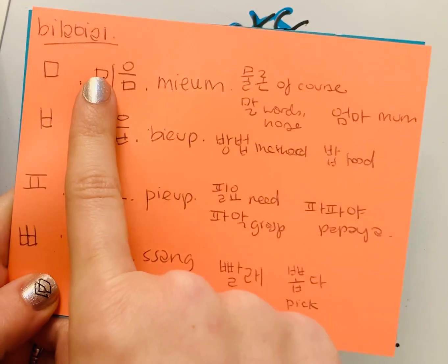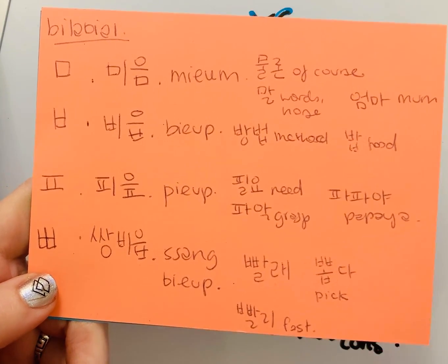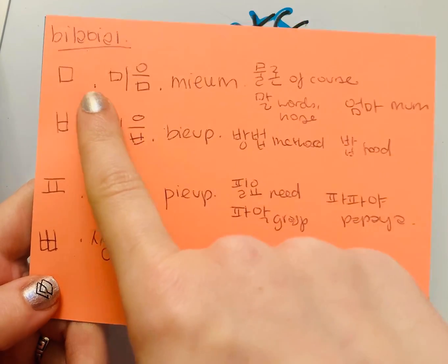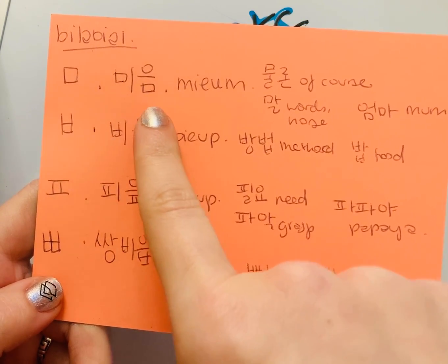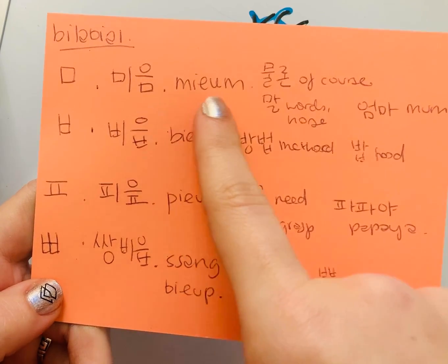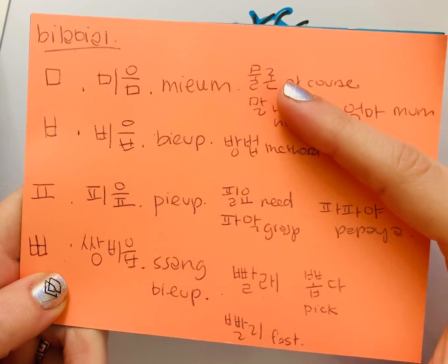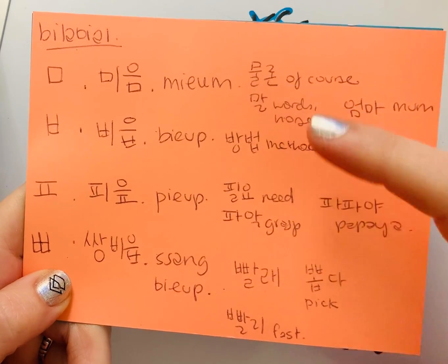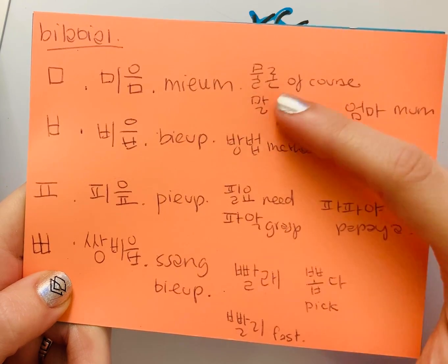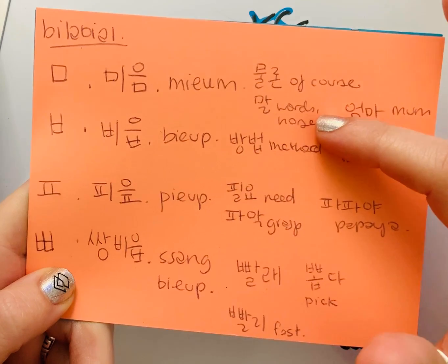Then we have the bilabial sounds. So these are when you nearly close your lips to make a very soft consonant, like M, B, P, for instance. The first one I have here is called 미음. It's just like an M. And we see it in words like the one for, of course, 물론, or 말, meaning words or horse. And I know that sounds a bit funny that it can mean the same thing, but they have completely different Chinese characters that they're based on.